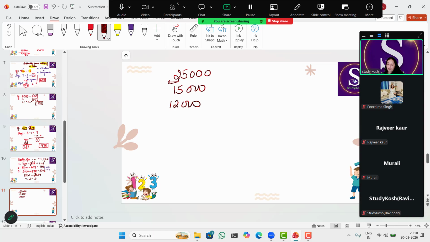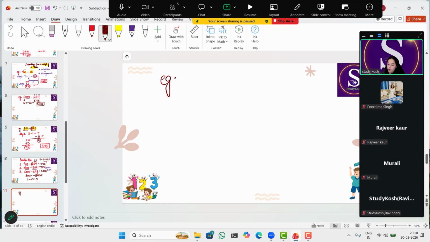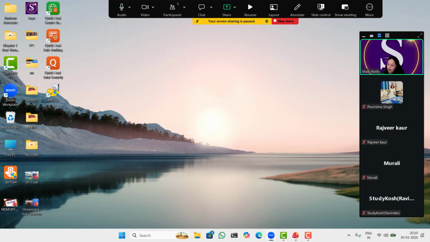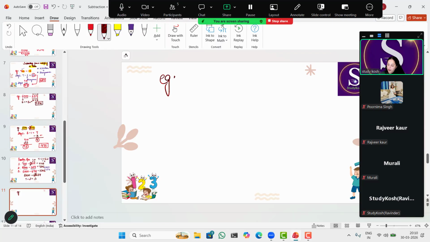Okay, so what we need to do: the number of zeros we have is 3, and the number of digits we have is 4. Whenever the number of digits is more than the number of zeros, we need to pick the first digit of our subtrahend. So 5 I'll take, and I need to add 1 to it, so it will be 6. Why I have added this 1, I'll explain later. So 6 I have got here.